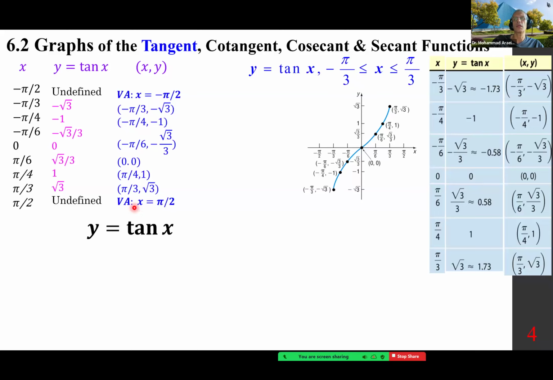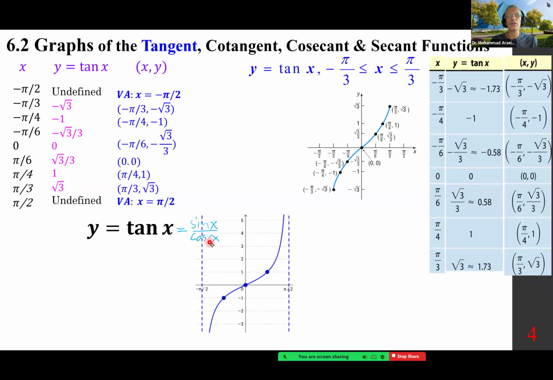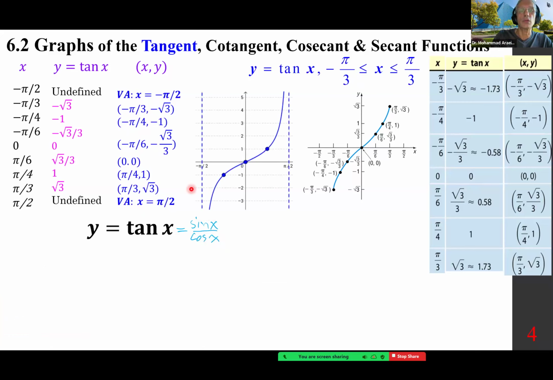The pairs are the same as here. We added pi over 2 and negative pi over 2, and again, the reason they are undefined, remember, tan x is sine over cosine. So if you think of this as a rational function, it's a fractional function. Even a fractional function can have vertical asymptotes wherever the denominator is 0. So if you graph it carefully, it looks like that, with those two dashed lines, x equals minus pi over 2 and x equals pi over 2, as vertical asymptotes.